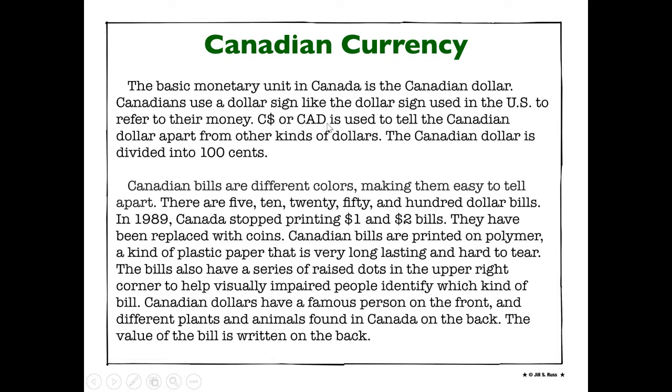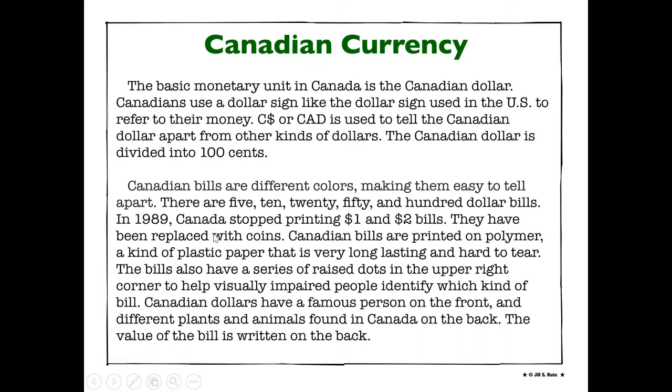Canadian is C or CA. The Canadian dollar is divided into 100 cents, so that's the same. Canadian bills are different colors, making them easy to tell apart. There are $5, $10, $20, $50, and $100 bills. So they're different colors and they don't have a $1 bill.